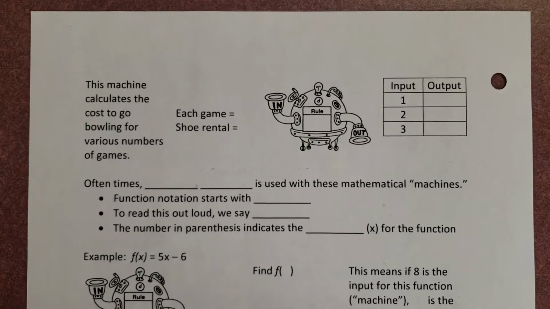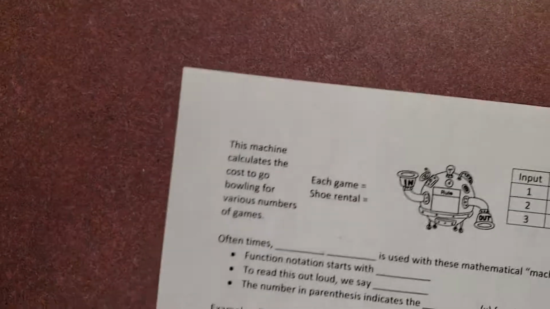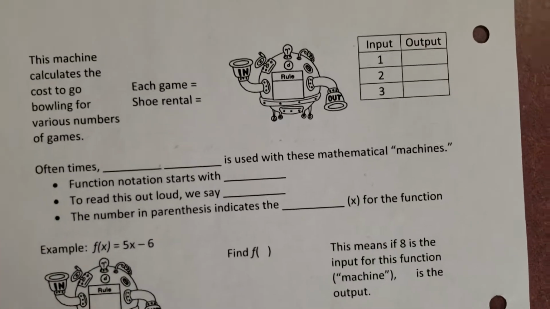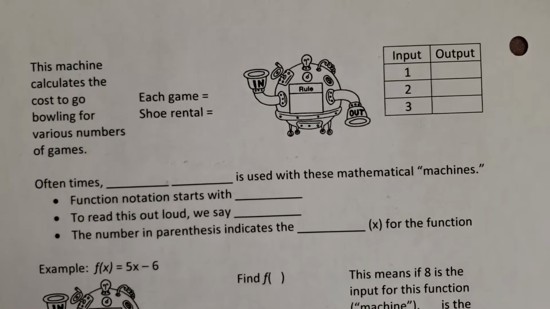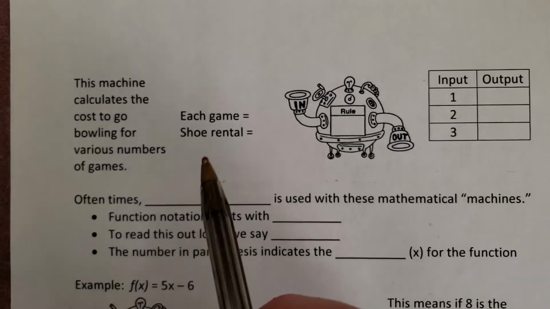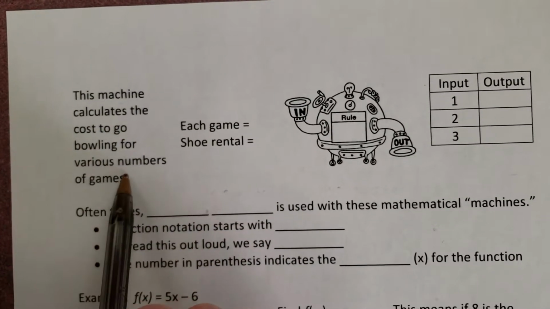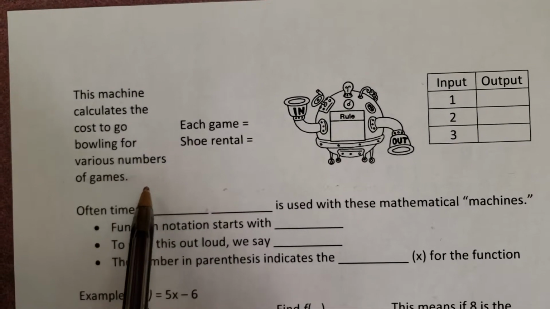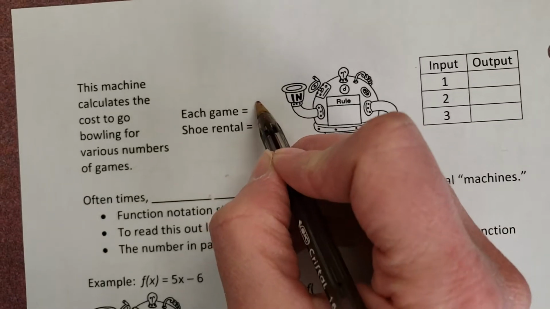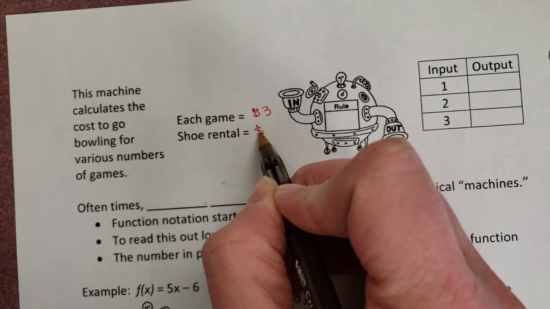And so you can apply this to real life situations, because no one's just going to sit around and do math problems like this for a living. Let's say you own a bowling alley and you need to calculate the cost for your customers to pay you for bowling. Let's say this machine is calculating the cost to go bowling for a various number of games. Let's say a game costs $3 and the shoe rental is $2.